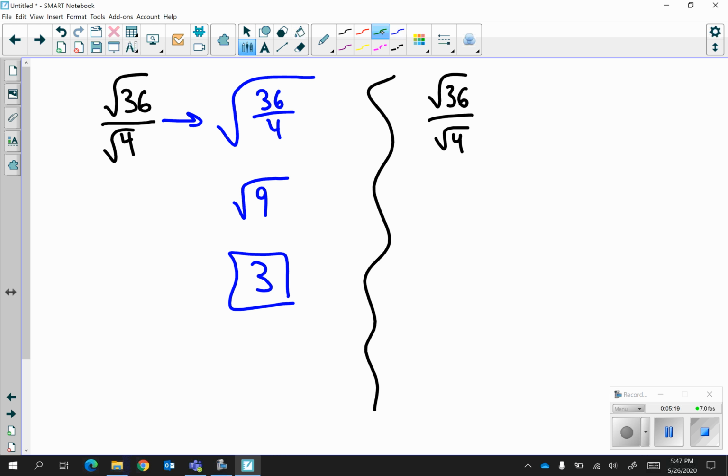The other way of doing it is to simplify the radical up top and then simplify the radical on the bottom. And once you simplify, then divide. So if you did that here, square root of 36 is 6. Square root of 4 is 2. Well, 6 divided by 2 is 3. So you get the same exact answer.